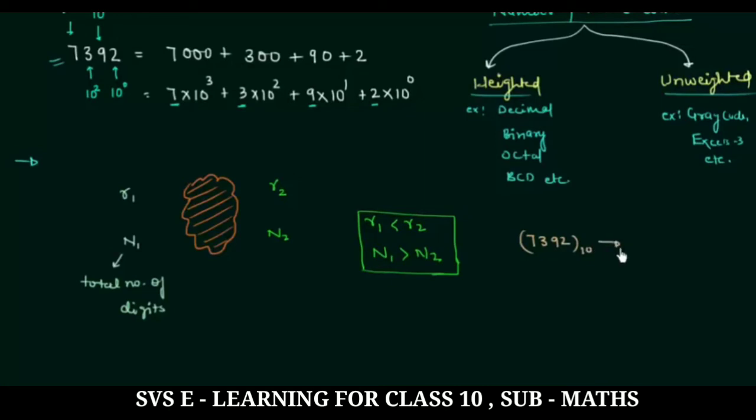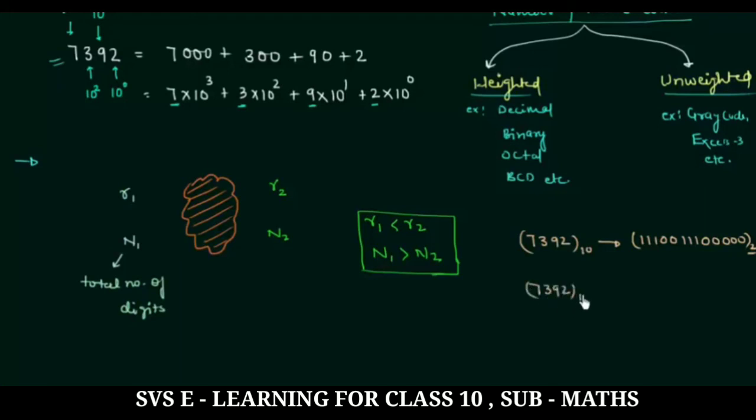Then in binary the quantity is represented by 1110011100000 in binary. So you can clearly see the number of bits are way more as compared to the number of digits in decimal, because base of binary number system is 2 and 2 is smaller than the base of decimal number system.